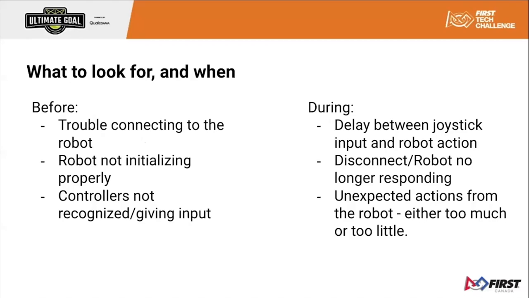The second part is the robot not initializing properly. If your robot doesn't initialize, in the sense that your sensors aren't reset or anything like that, check how your code is handling your init and see what that goes through. The third part you want to watch out for before is controllers not recognized or giving input. The biggest error we find is wires, whether that be inside of a USB hub or on your robot side. Wires are generally the basis of most problems. Either swap out a USB hub or do some other stuff like that.